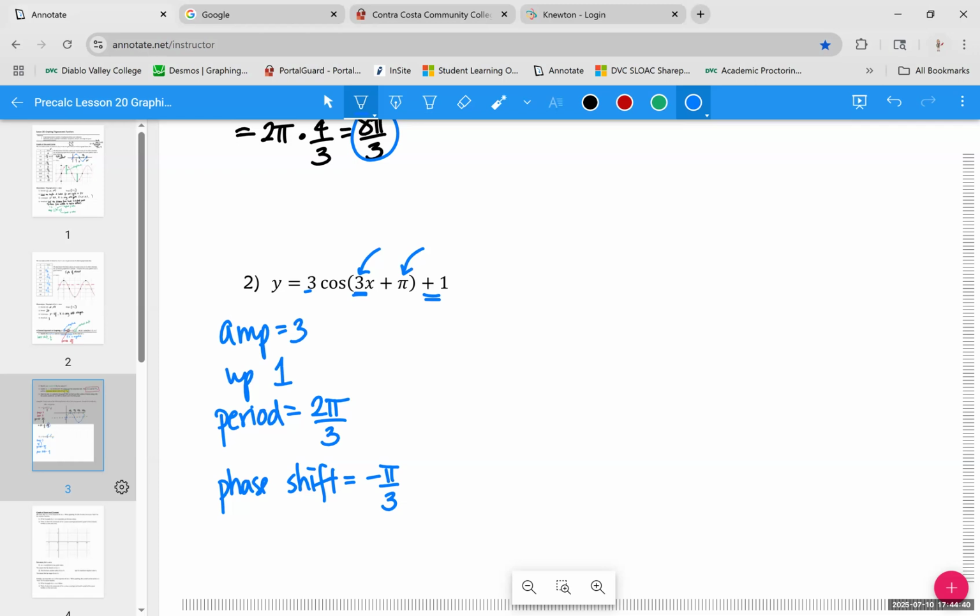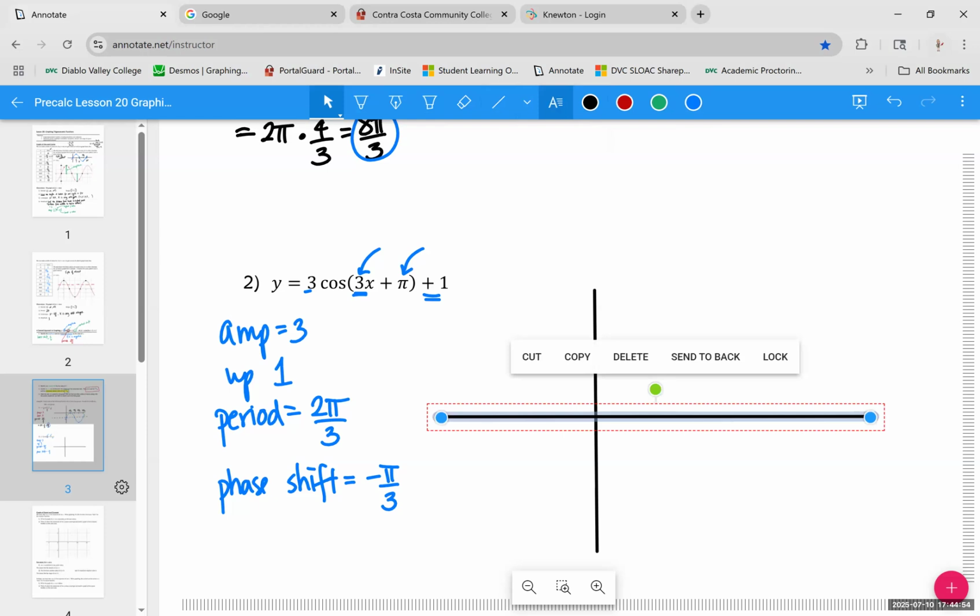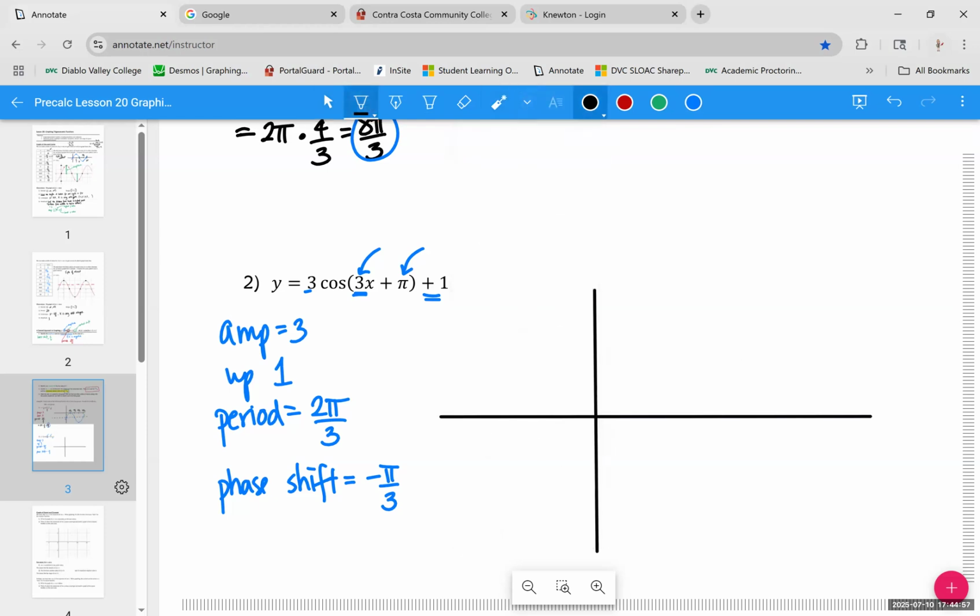Okay, so let me go ahead and try to draw a couple of axes in for myself. All right, it's going to go up 1. So this will be my new x-axis. I'm just going to go ahead and draw that in. And then the amplitude is 3. So I'm going to need to go up 3 and down. Well, 1 will be the 0, 2, 3. So when I go to draw my points, my top and my bottom will be here.